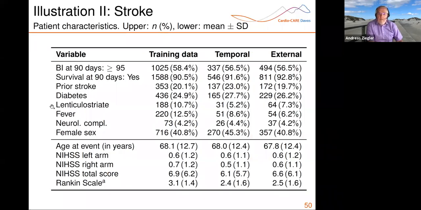Nevertheless, data are relatively smooth, so you can see some violation of this smoothness when you look at prior stroke. It's just 20% here, it's 23% over there. It's the same with diabetes prior to stroke, but this kind of imbalance is really modest.